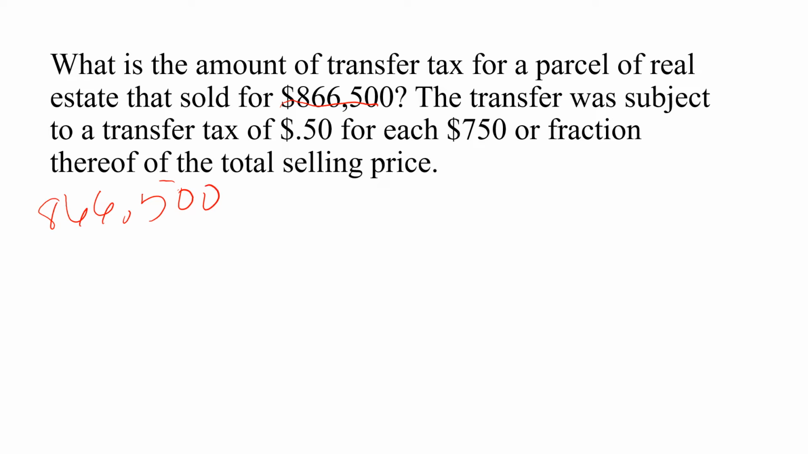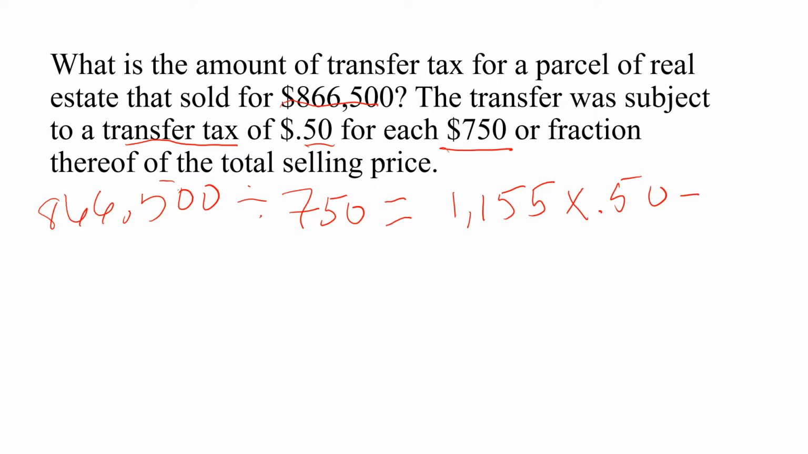866,500 divided by 750. So remember in our previous module, a lot of them were by 100. We had one that was by 300. So this is the same thing. It's just for each 750. It's a smaller amount because it's a transfer tax. It's not a property tax. So this equals $1,155. Multiply that by our 50 cents. Gives us our answer of $577.50.